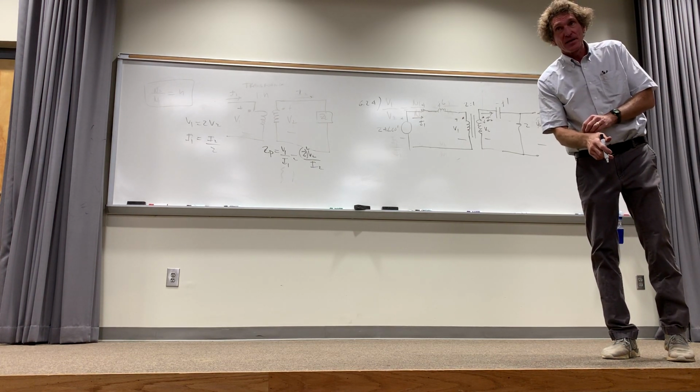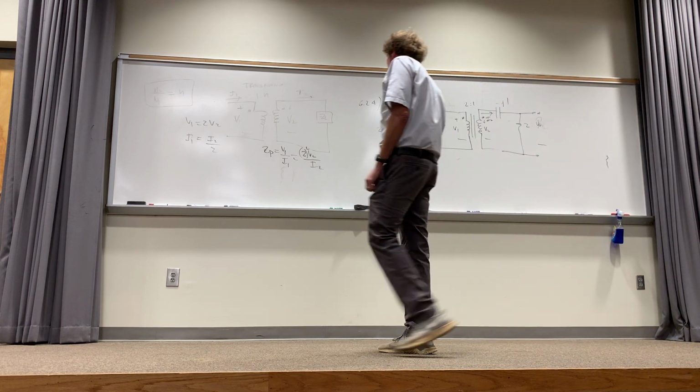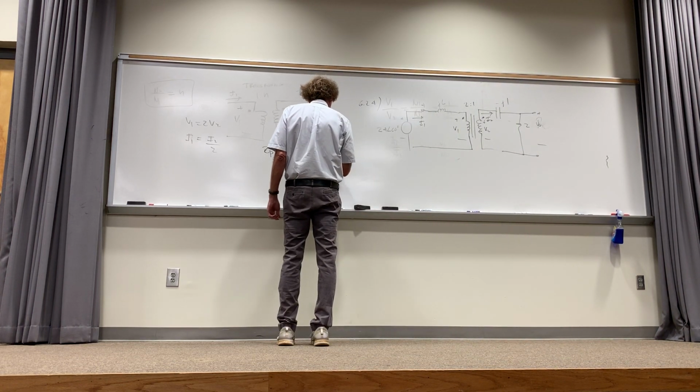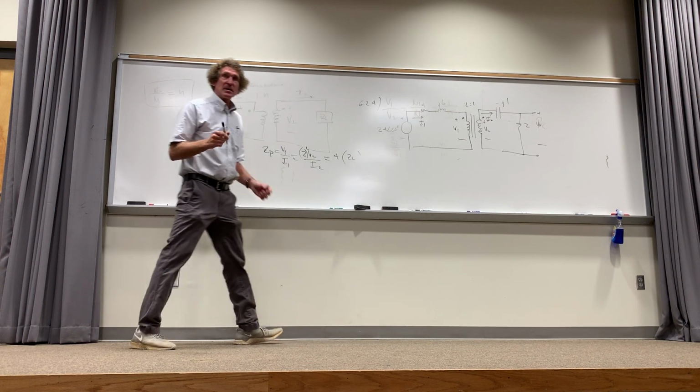You all see that, class? Make sure you see it. So now, if you see this, Z primary is really going to be 4 times Z load on the secondary. Does that make sense?